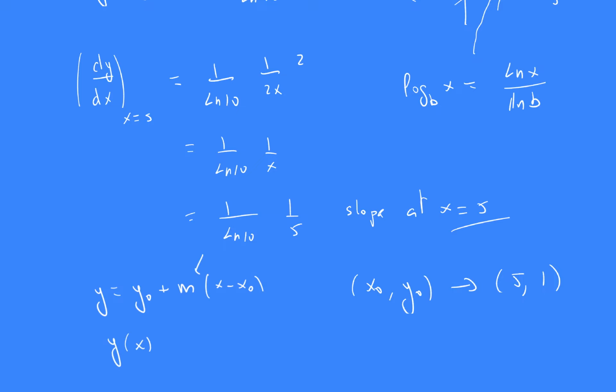So y of x equals y0, which is 1, plus the slope, that is 1 divided by 5 natural log of 10, times x minus x0, x minus 5. And this is the final result for the equation of the tangent line to the graph y equals log base 10 of x. And that's all.